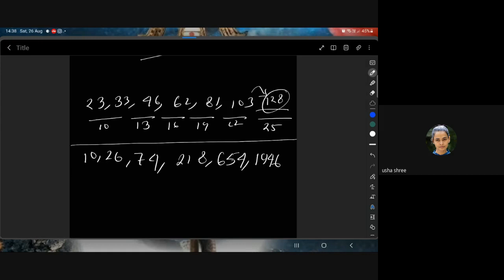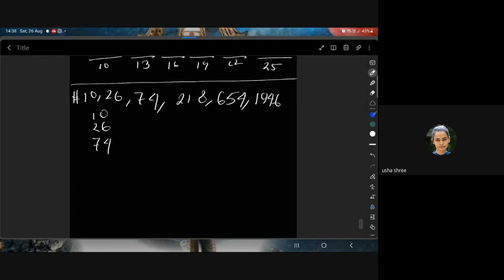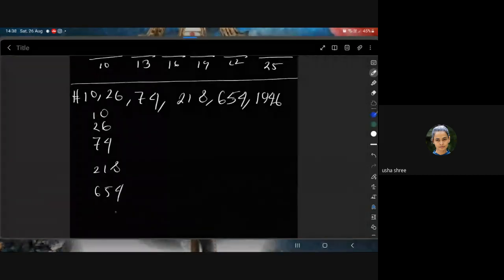10 into 2 plus 6. Then the next will be 26 into 2 plus 6. Okay, not matching. So it is not possible to create 74 from 26 here. We'll think otherwise. Okay, see, just a minute. 10, 26, 74, then 218, then 654, then 1946. I will think otherwise.